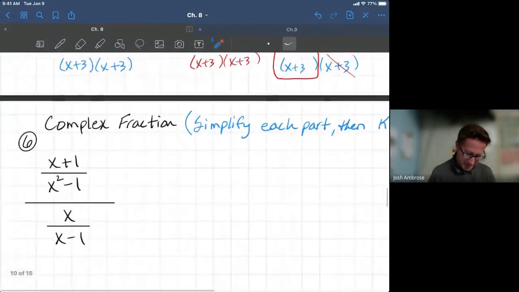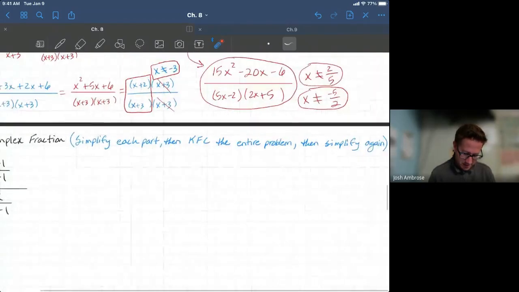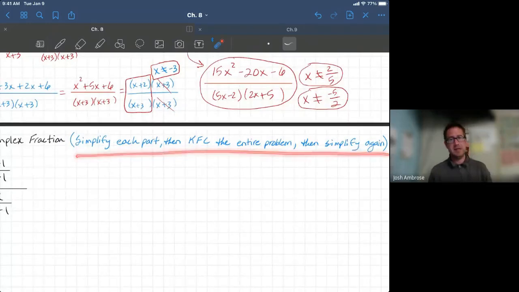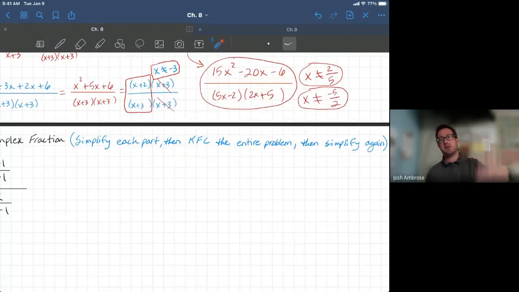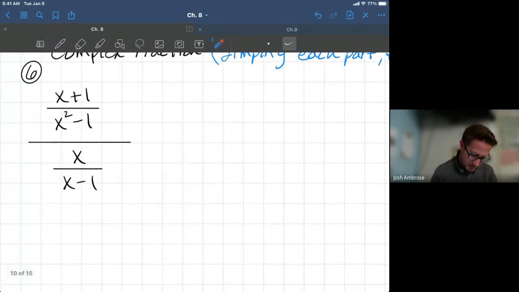All right, last problem, complex fraction. Here's the hint: simplify each part, then use KFC. KFC, keep, flip, change. This goes all the way back again, Algebra 1 stuff. Okay, let's start to simplify what we can. Notice x plus 1, can't simplify it. Can't simplify the entire denominator there, but we can simplify that, x squared minus 1.